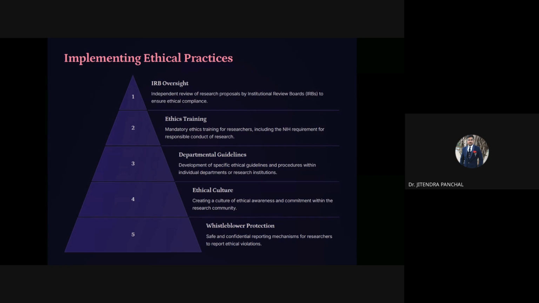IRB oversight, that is the institutional review board: please ensure that each and every institute has an institutional review board. Ethical training: you must provide ethical training to each and every researcher. Departmental guidelines can also be produced. Ethical culture means promoting ethical practice in your research groups and community. And whistleblower protection: to avoid problematic situations, you must come up with steps and policies behind all these things.